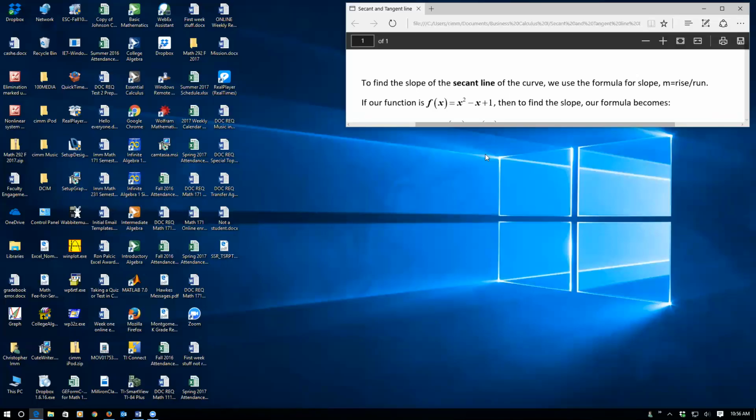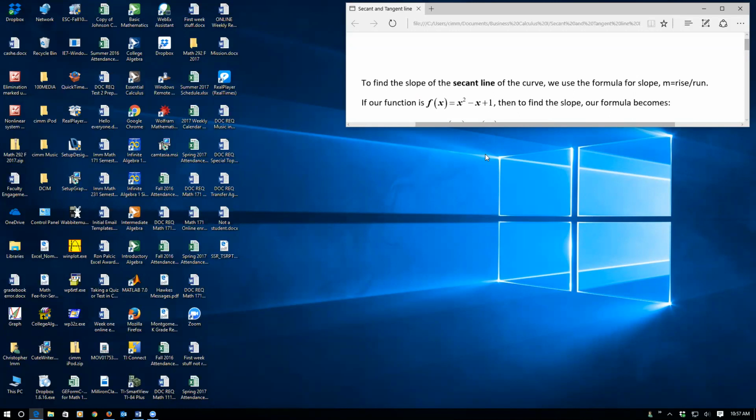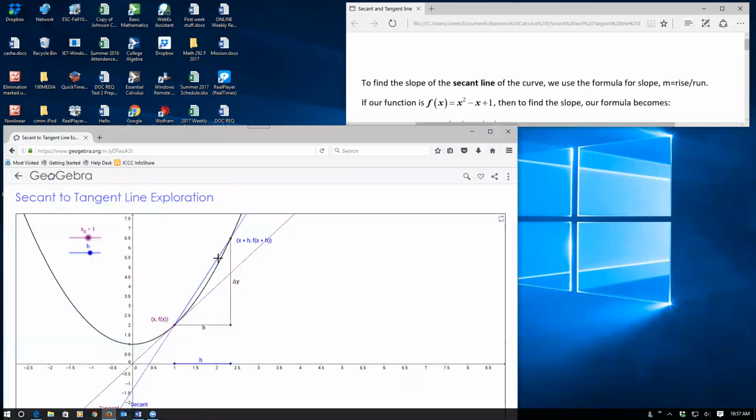Hello, we are going to be looking at how to find the slope of a secant line and a tangent line. These are two really important things to do in calculus. In fact, there are three really important things we do in calculus. One is to find limits, two, to find derivatives, and three is going to be integration. So this is actually going to transition us from limits into derivatives. So we're going to start with an exploration that you have available to you.